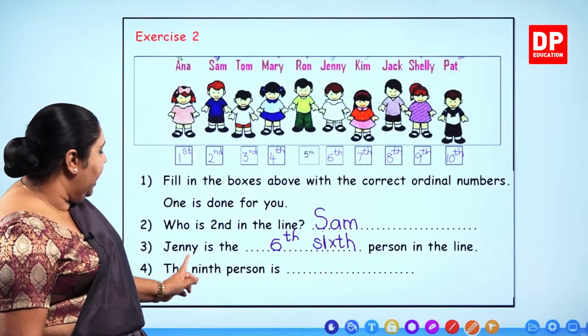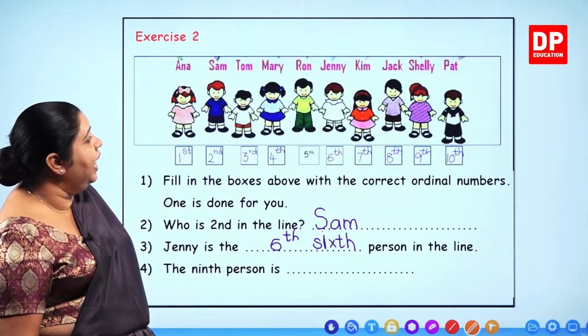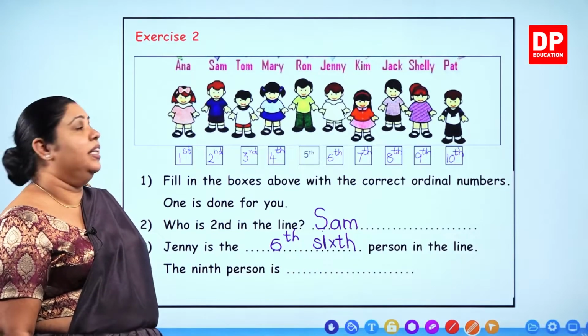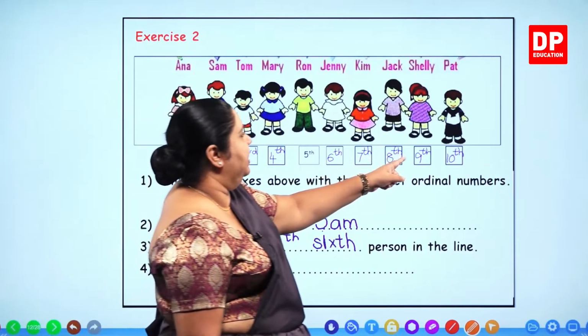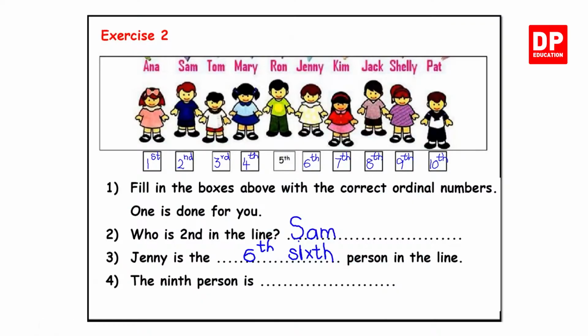Next one. The 9th person is. Now we have to write the name of the 9th person. 9th person is Shelly. The name of the 9th person is Shelly.